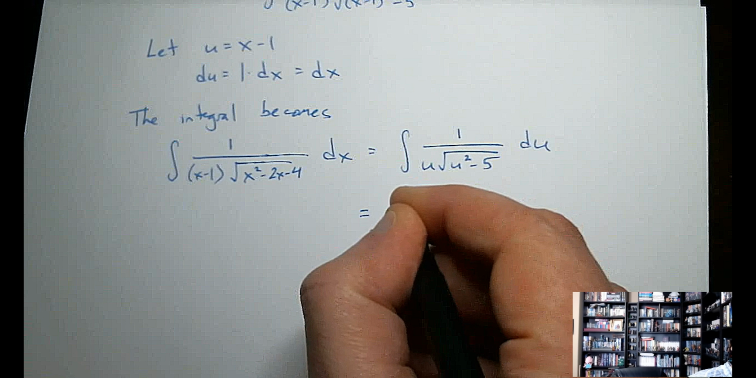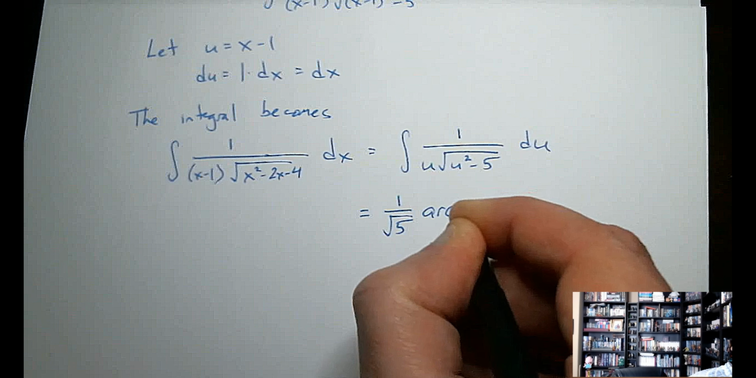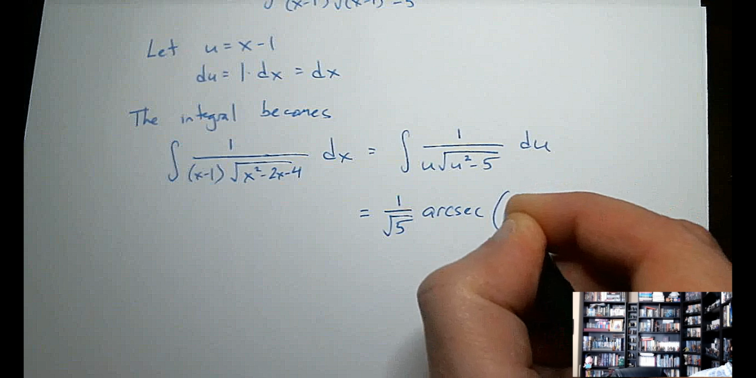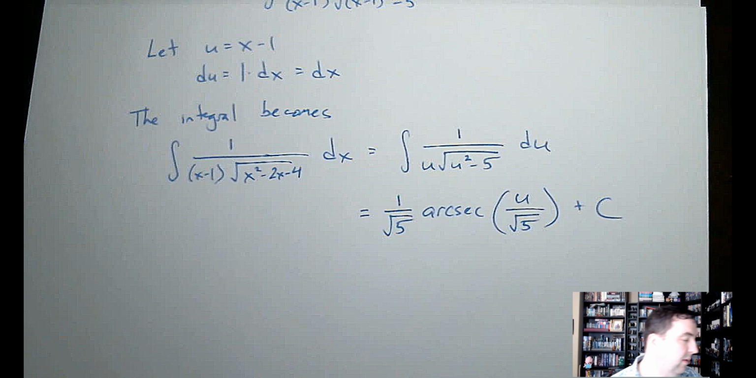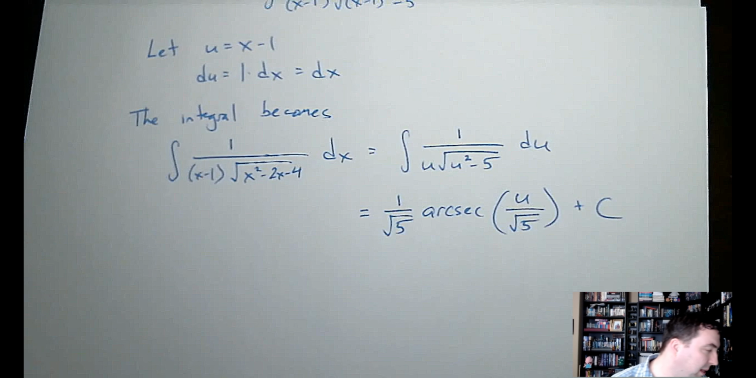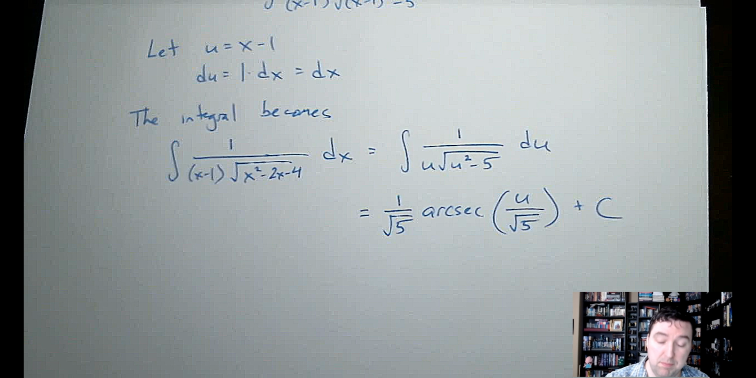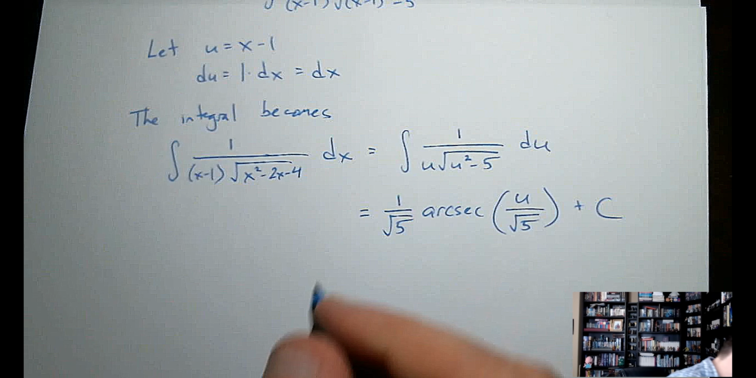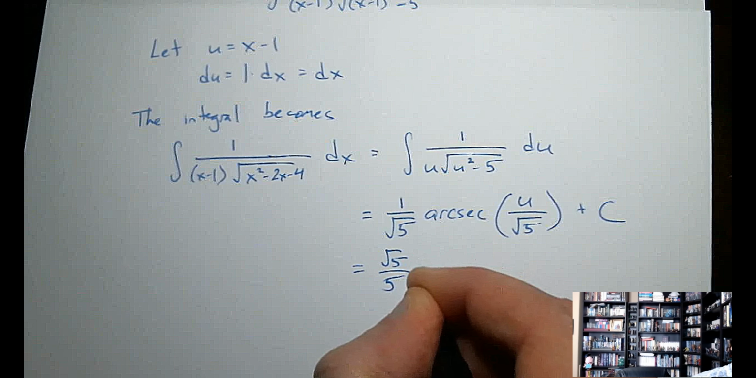So therefore, this is going to give us 1 over root 5 times the arcsecant of u divided by the square root of 5 plus c. And then we don't like to leave square roots of constants in denominators, so we should rationalize that. 1 over root 5, if we multiply that by root 5 over root 5, would be the square root of 5 divided by 5.